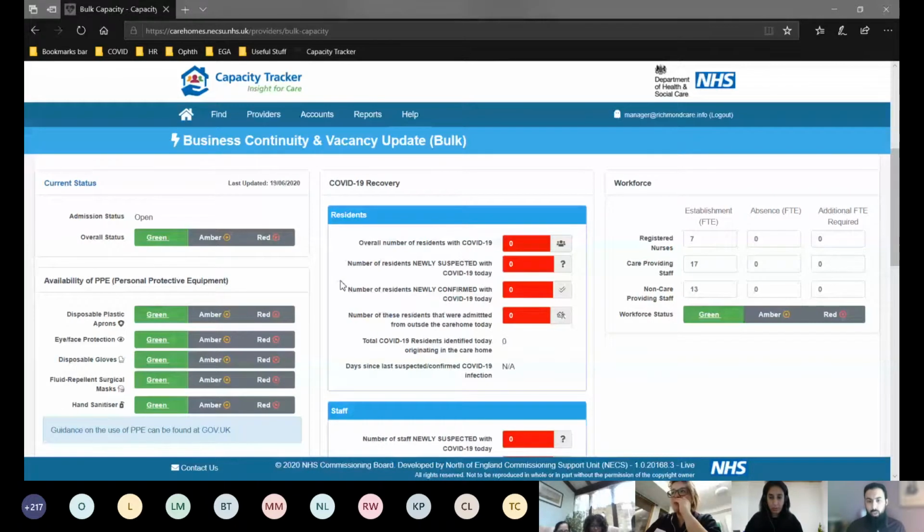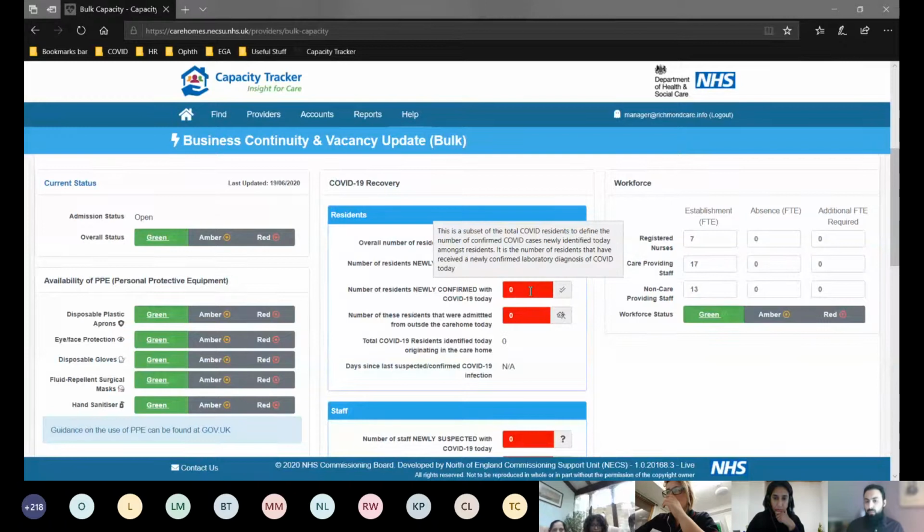The second box is around suspected cases, somebody who hasn't yet had a test but has a new persistent cough, or something similar that makes you suspect this patient now has COVID-19. Every day this box will need to be completed. The third box is for newly confirmed cases, any new cases confirmed by testing. There is a national testing program that's ongoing.